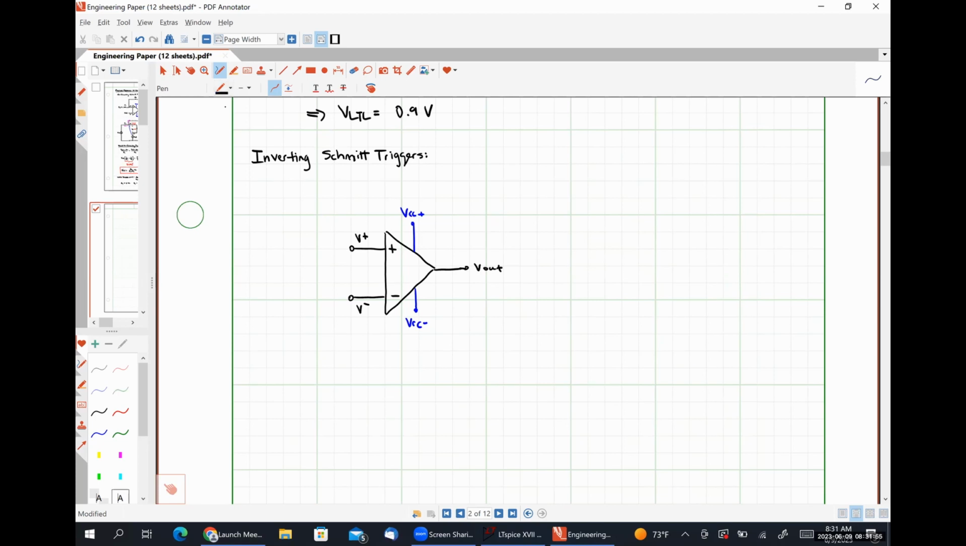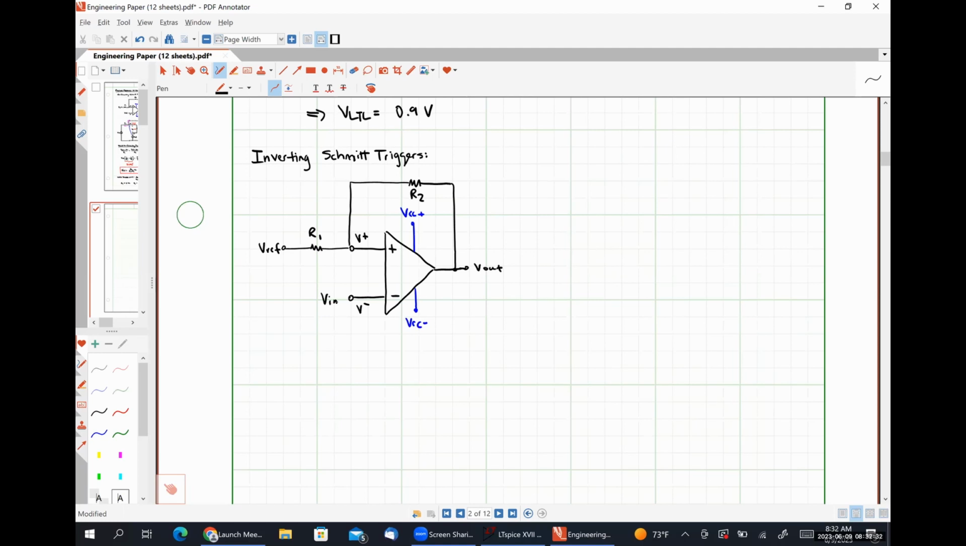Once again, I'm going to have positive feedback. So I'm going to have some resistance R2 connecting the non-inverting input terminal to the output terminal. So we'll put R2 here. I'm going to have some resistor R1 between the non-inverting input terminal and the reference. And now instead of applying my input signal here, I'm going to apply my reference voltage here. And my input signal instead gets applied at the inverting input terminal.